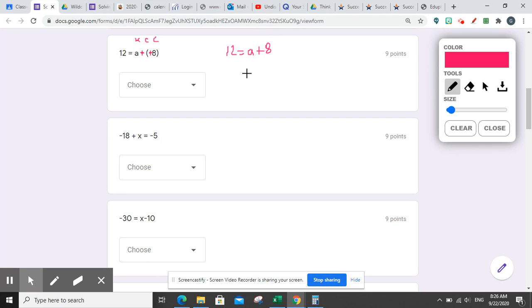So now, what is keeping the a from being by itself? The plus 8. So I'm going to do the inverse of plus 8. What is the inverse of addition? Subtraction, right? So I'm going to subtract by 8. Positive 8 minus 8 is going to be 0. So that cancels out. But what I do to one side, I have to do to the other. So I'm going to subtract by 8. So now what is 12 minus 8?